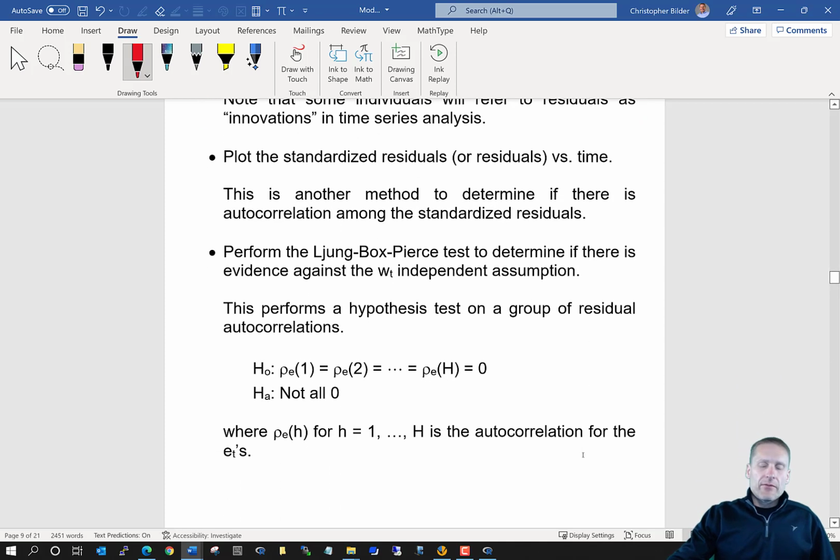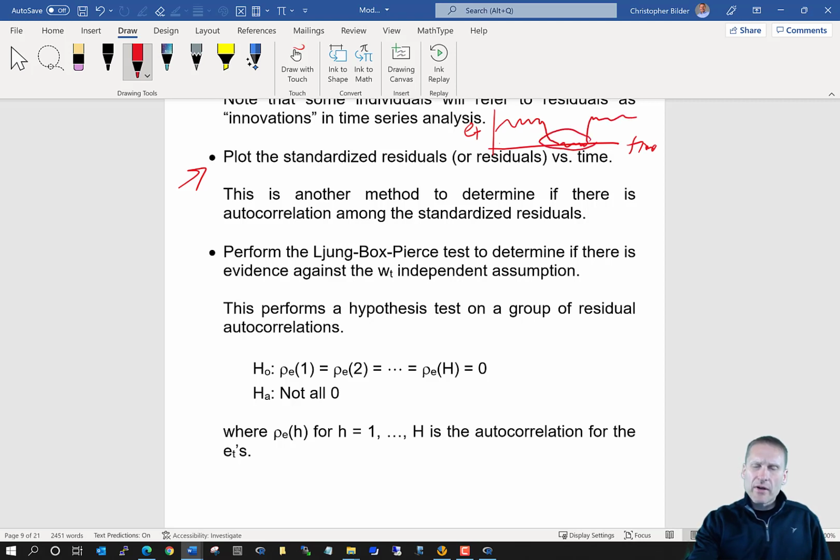Now, let's look at another diagnostic tool. Plot the standardized residuals versus time. Simply, your plot's going to look something like this. Here's time. Here's the standardized residuals, or you could just do the residuals themselves. And if through time you have something like this, and then all of a sudden it goes down like this and then comes back up.